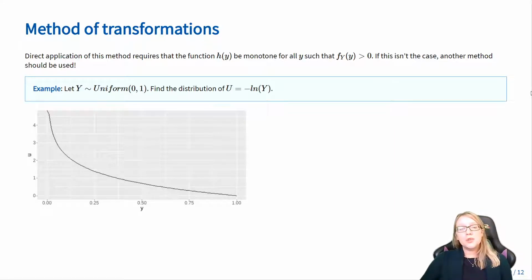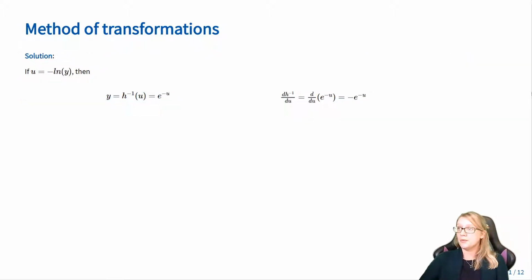So here's what this function looks like. We have y on the horizontal axis. Y ranges from 0 to 1. We have u on the vertical axis. The negative natural log looks like this on the range from 0 to 1. So it is a decreasing function, so we can apply the method of transformations here.